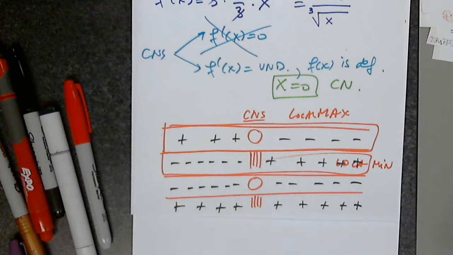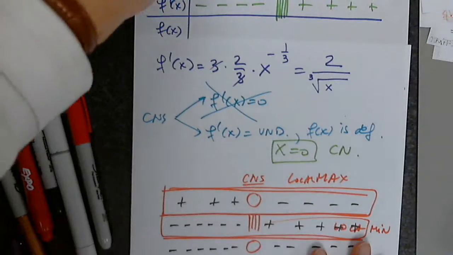Imagine x cubed. Here's x cubed, and then 0, and then going up. So this function is always increasing. I guarantee you that at 0, f prime is 0. But the derivative doesn't change sign. That is not a point of min or max, although the derivative is 0 at 0 for x cubed.